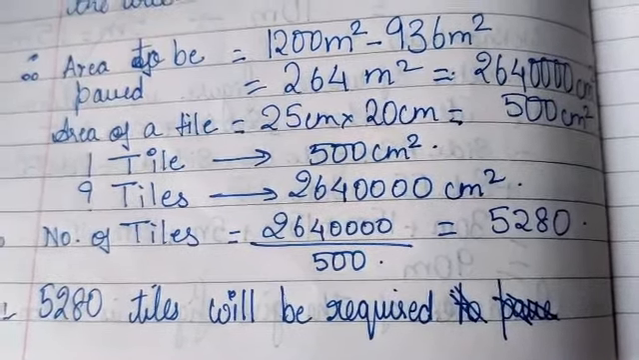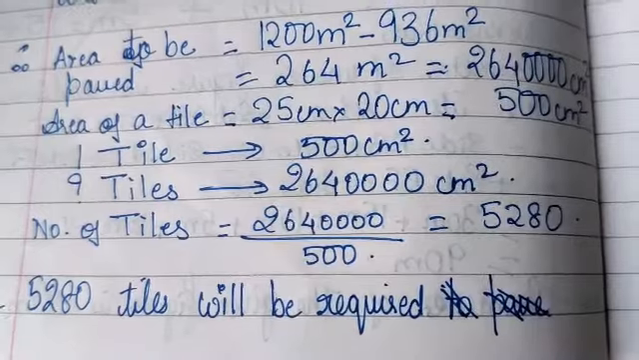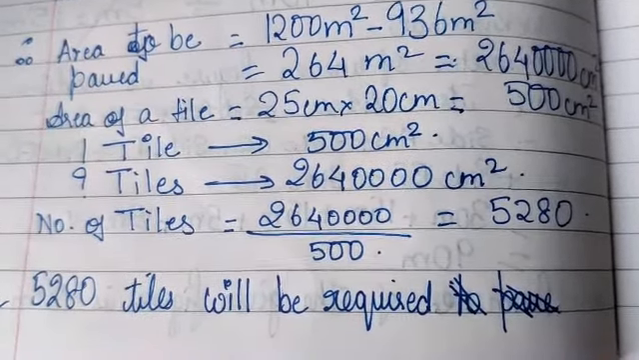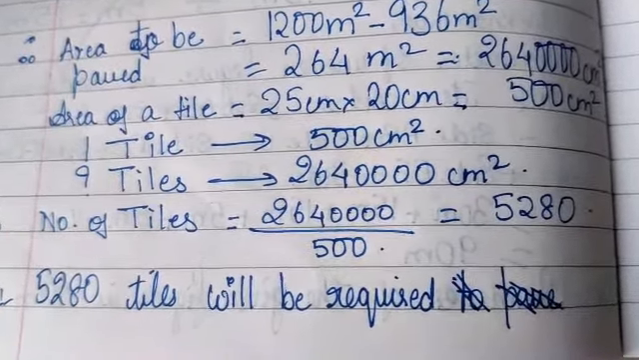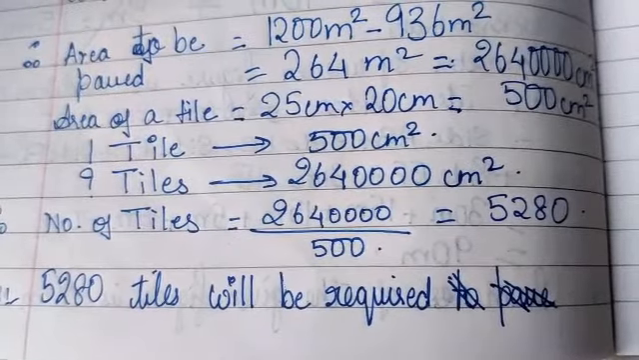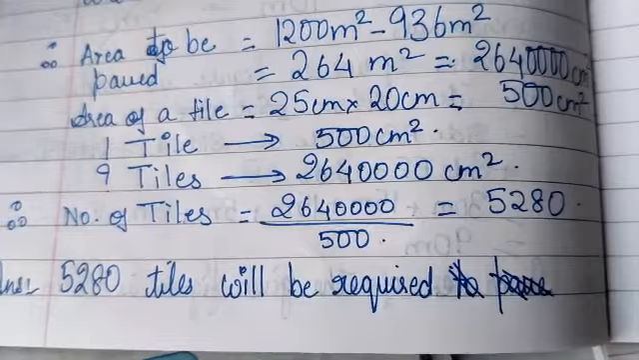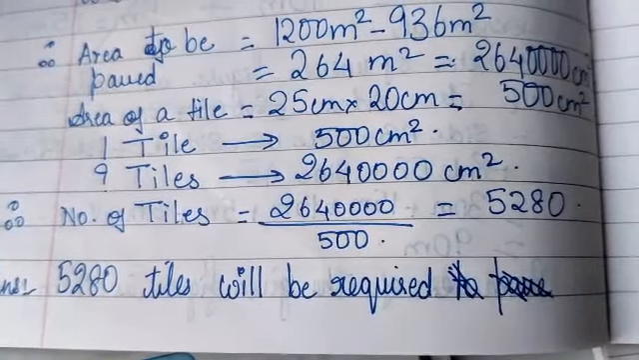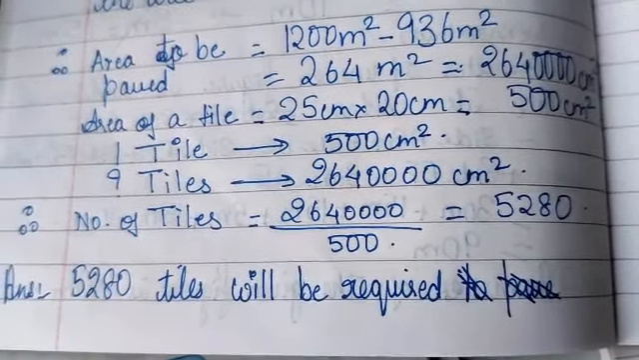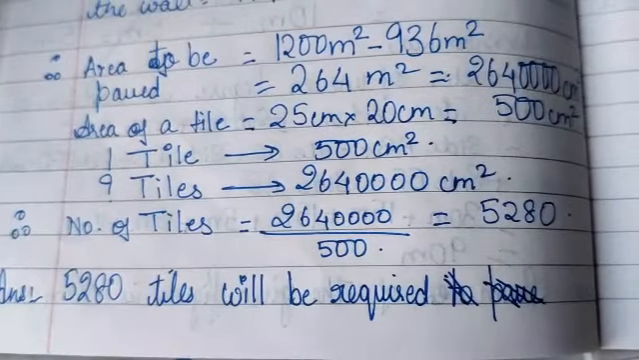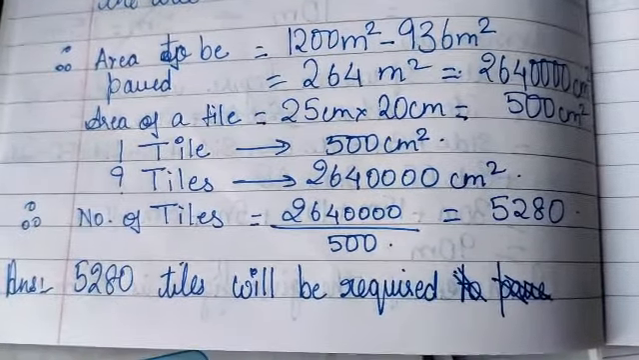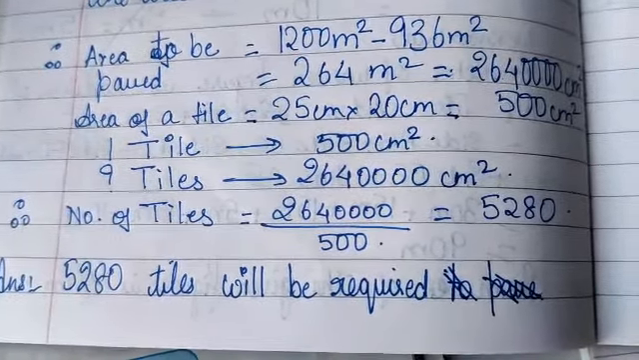So if one tile covers 500 centimeter square area, how many tiles will cover 26,40,000 centimeter square area? So the number of tiles will be 26,40,000 divided by 500, which comes to 5,280 tiles that will be required.